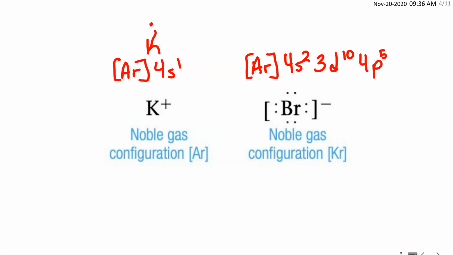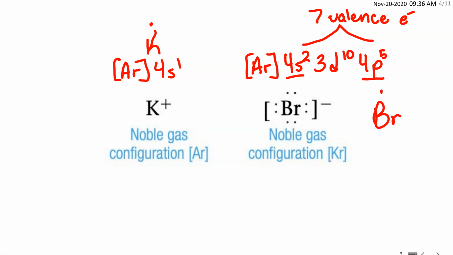So if we look at just the highest energy sublevel, it has 7 valence electrons. So its Lewis structure looks like this: 1, 2, 3, 4. Now we start doubling them up: 5, 6, 7. Okay, so that's the Lewis structure for bromine.